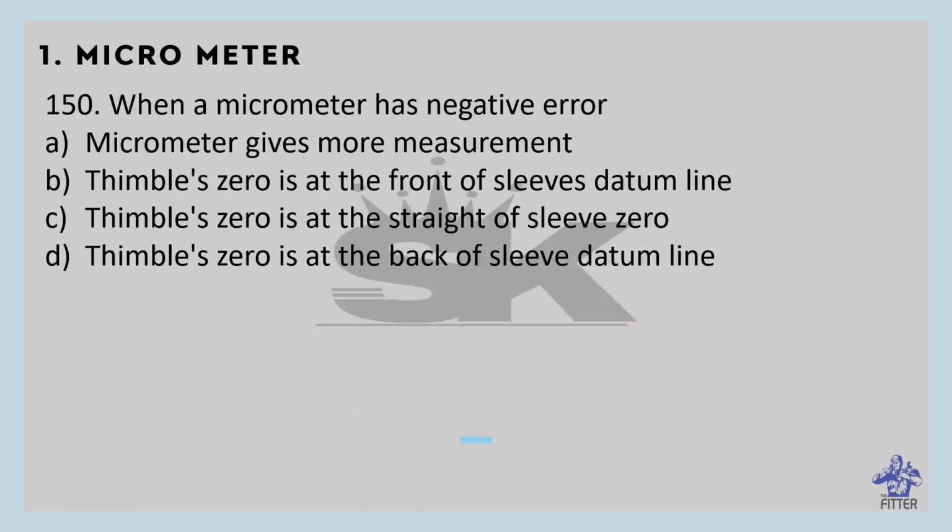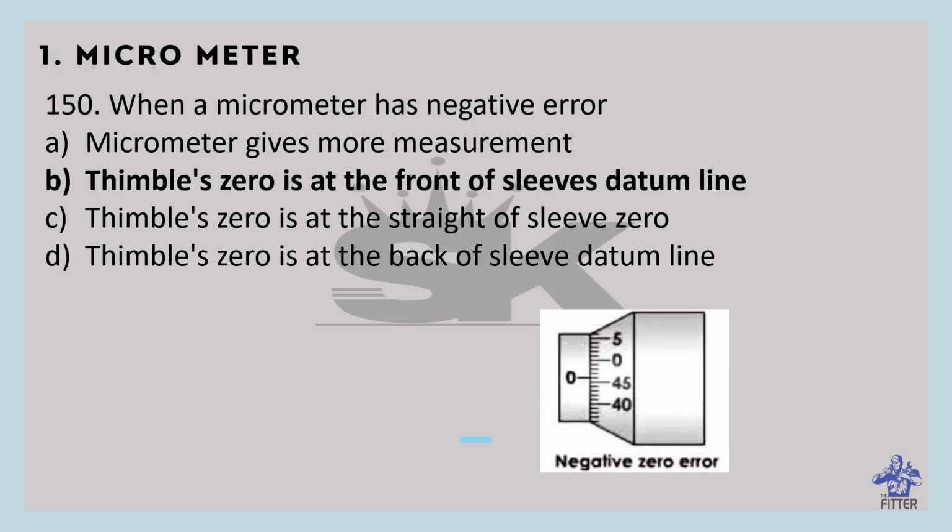When a micrometer has negative error, the thimble zero is at the front of the datum line of the sleeve or barrel. You can see here in the image, this is the datum line. So this is the thimble zero. It is above the datum line. So that is the negative error.